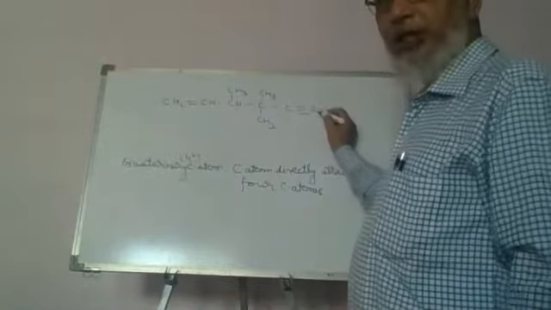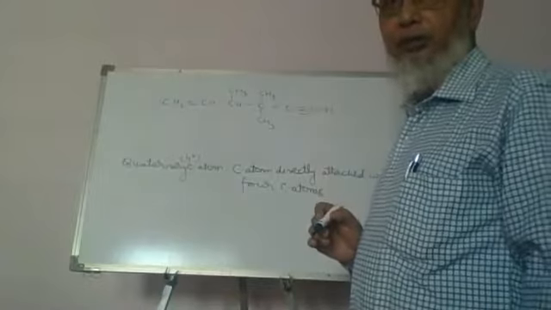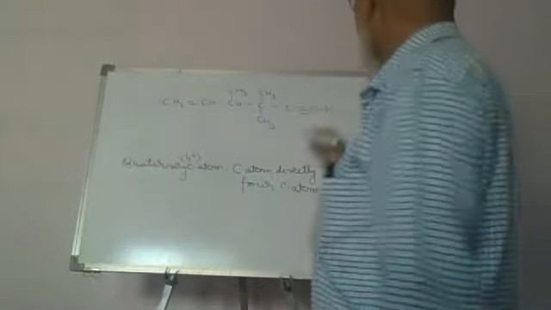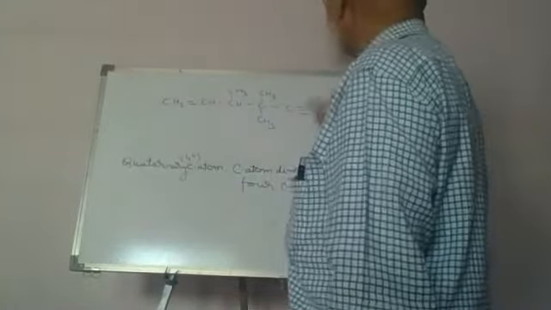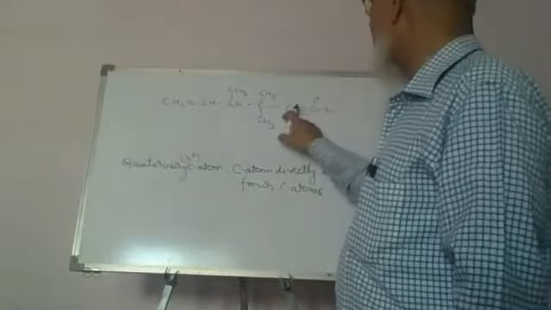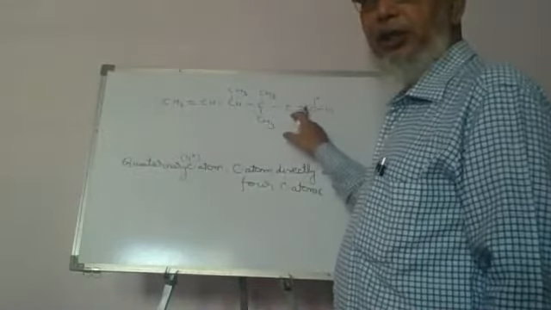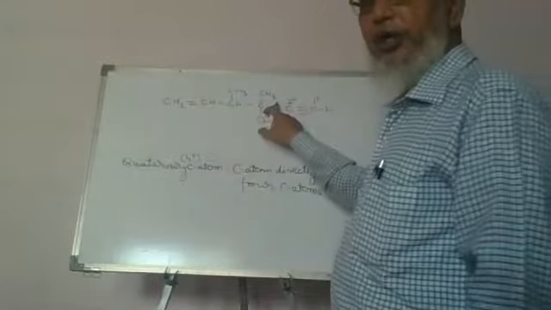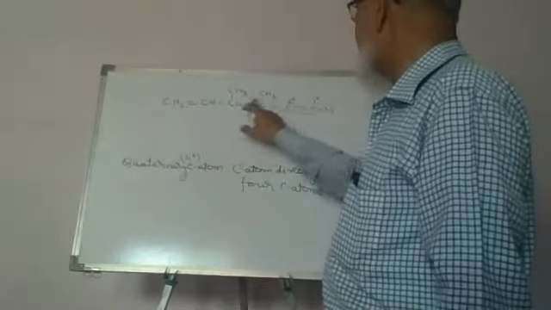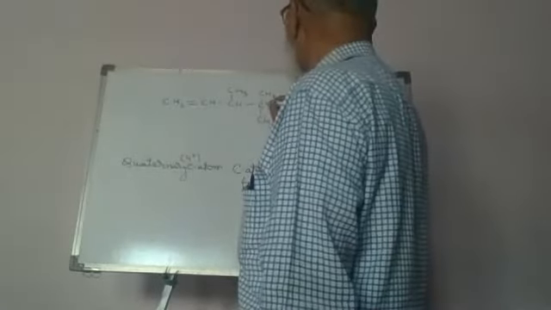Now consider this carbon atom. This carbon atom is directly attached with only one carbon. There is no other carbon atom attached with this. That's why this will be your primary carbon atom. Now consider this second carbon atom. There are two carbon atoms on either side. That is, it is directly attached with two other carbon atoms. Therefore, it will be secondary. This carbon atom is surrounded by four carbon atoms: 1, 2, 3 and 4. That's why it will be a quaternary carbon atom.